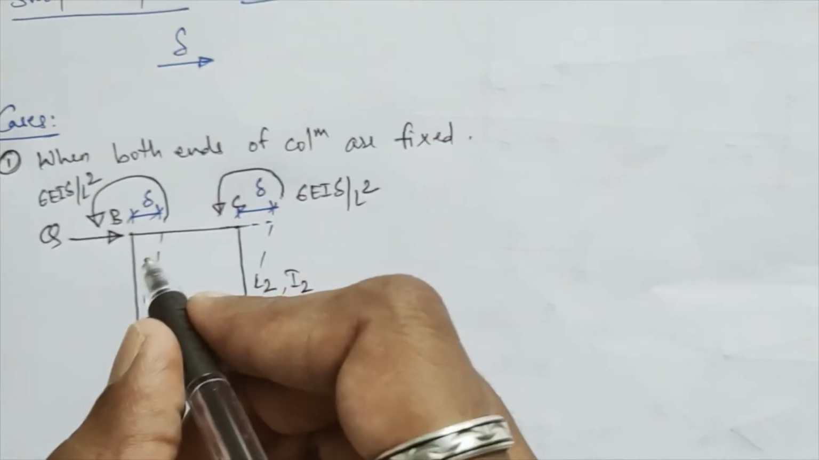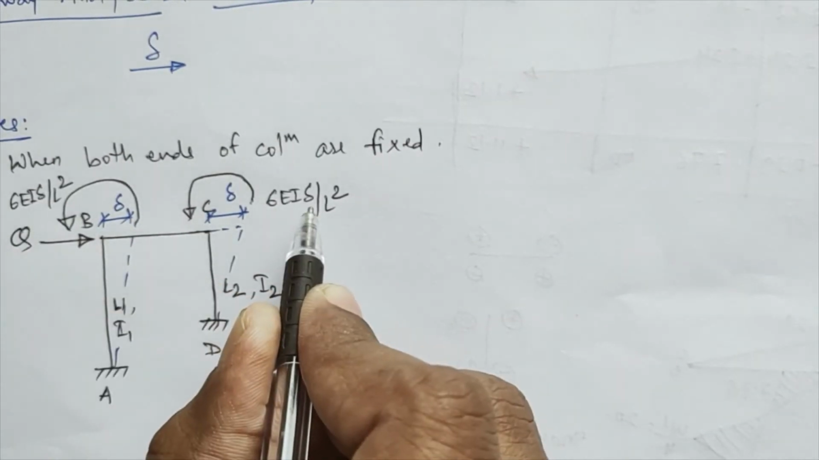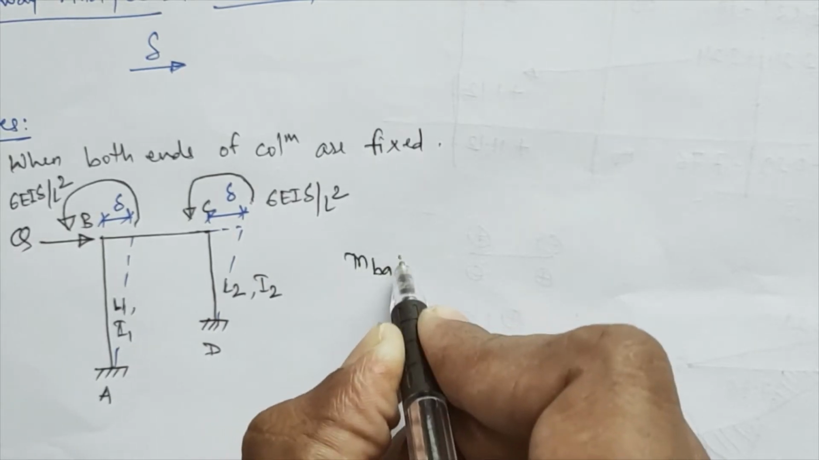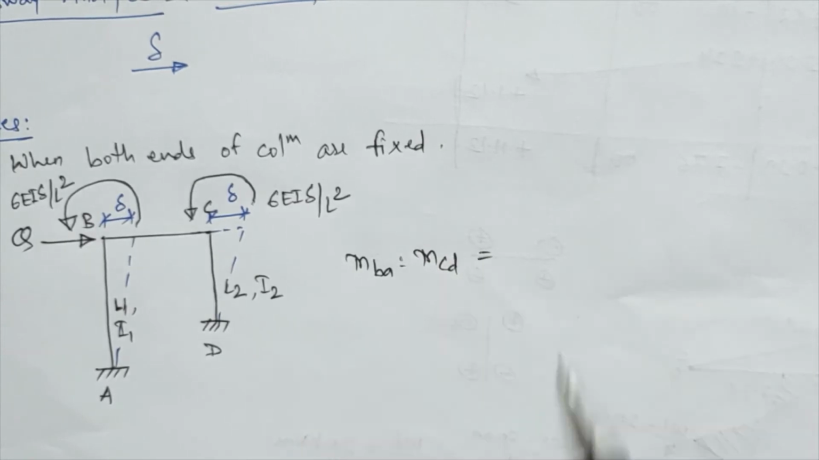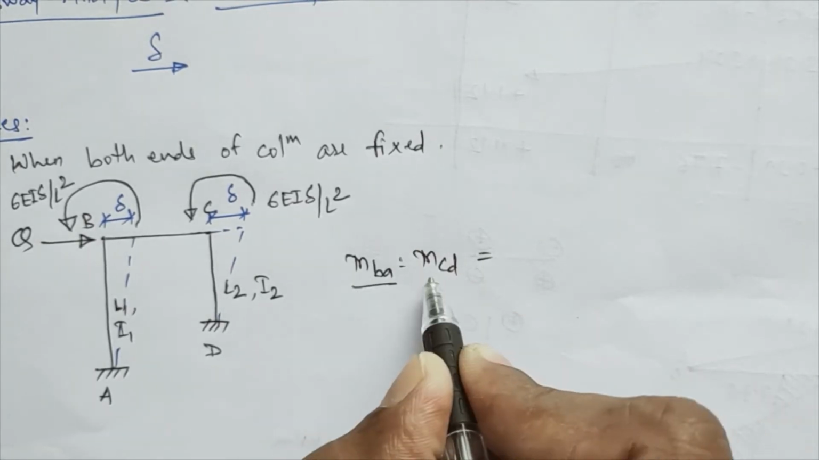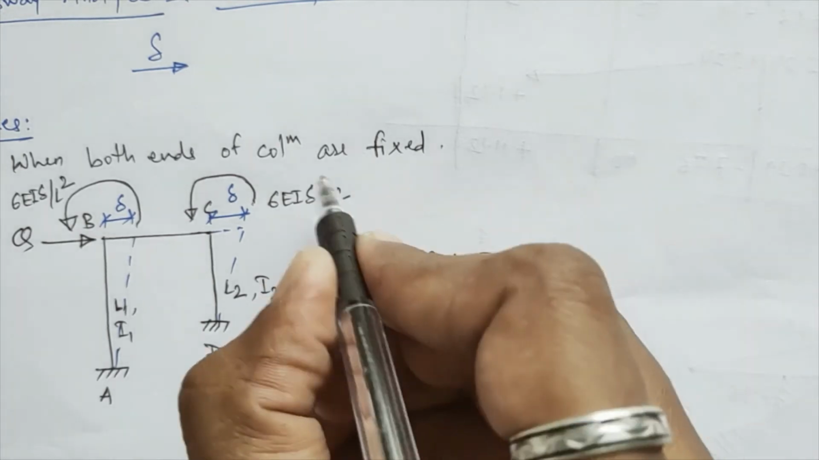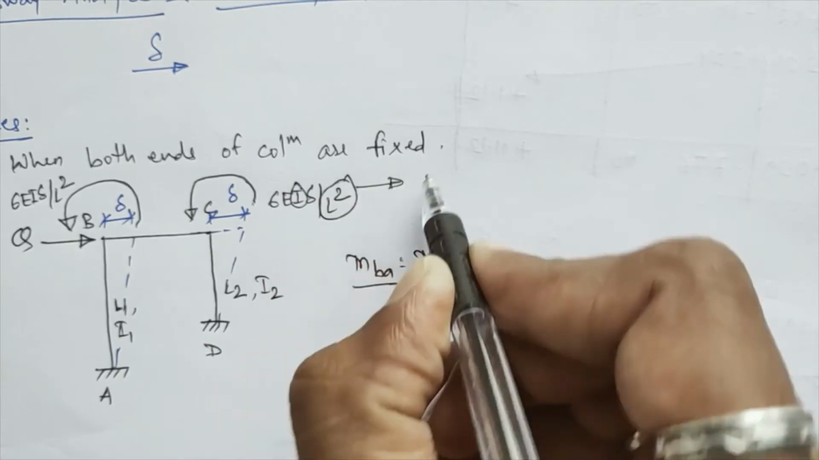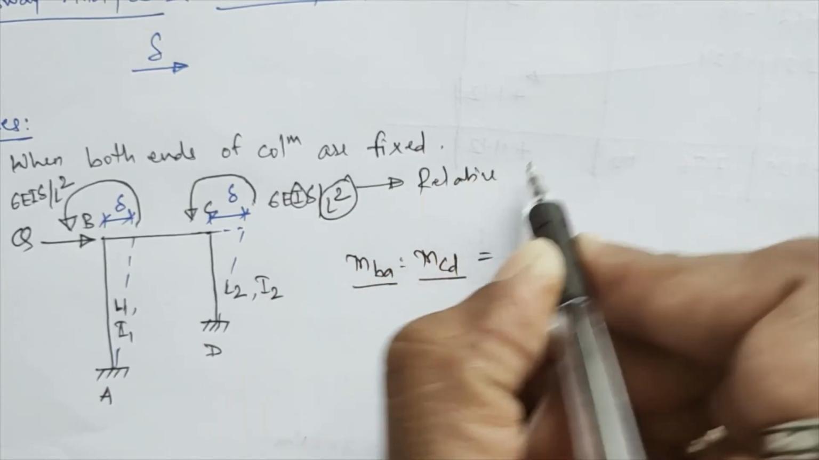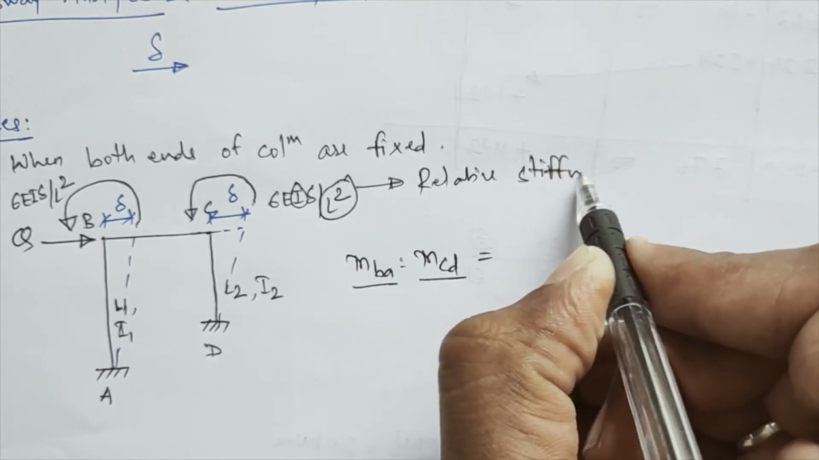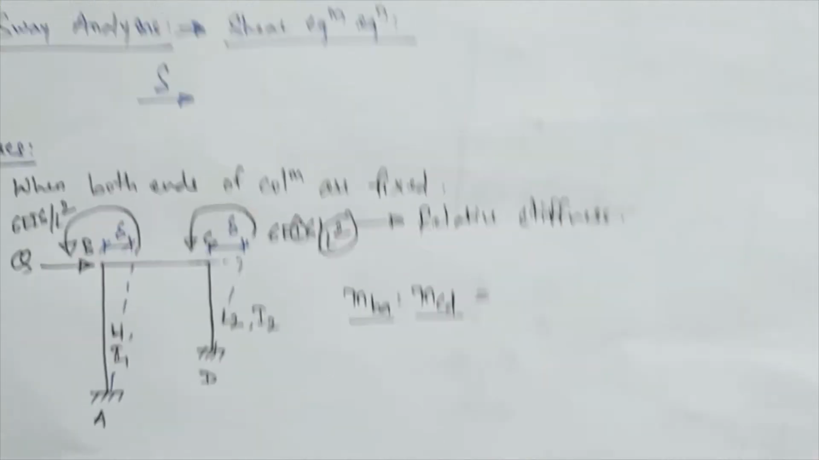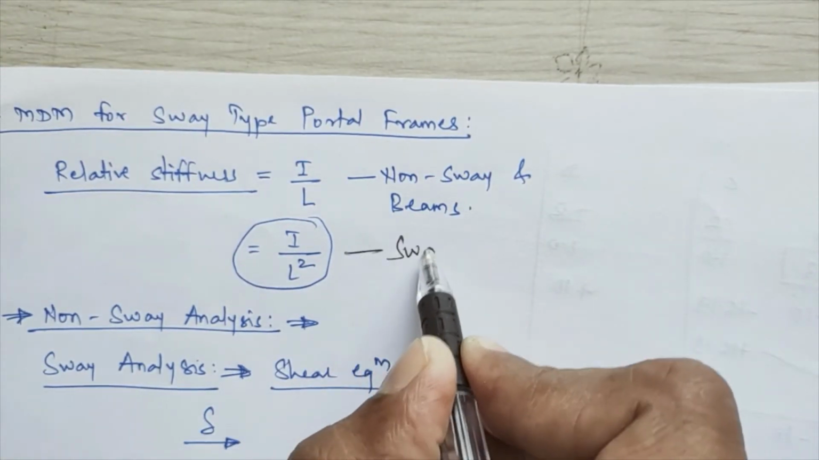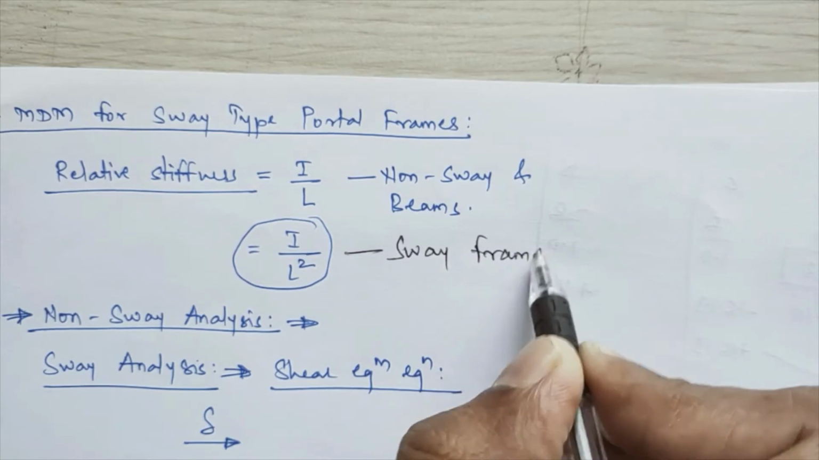If I take the ratio of the translational displacement of these two columns, that is the ratio of MBA to MCD, it is nothing but the ratio of relative stiffness. Whatever part is there, that is I divided by L square, gives you the relative stiffness. That is why the definition of relative stiffness gets changed. For non-sway frames, relative stiffness is equal to I by L, and in case of sway frames it is equal to I by L square, right?